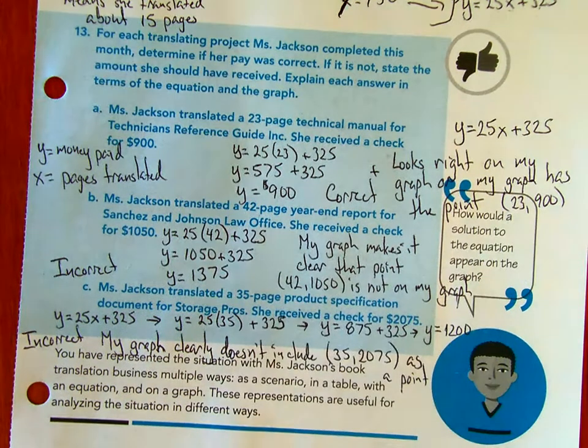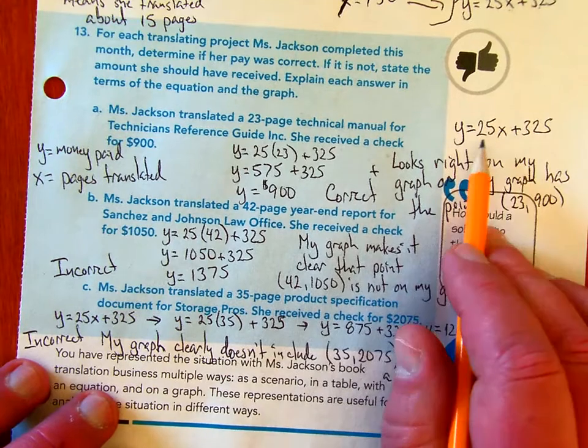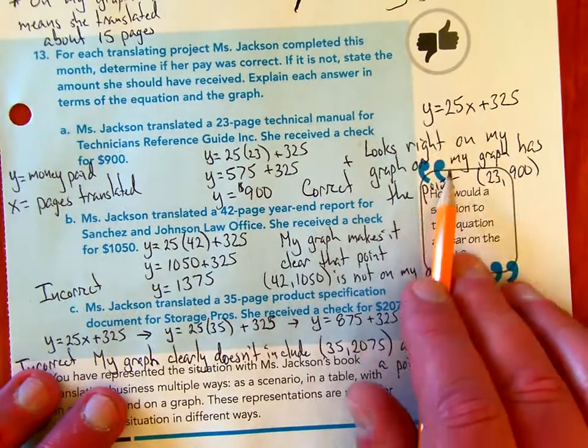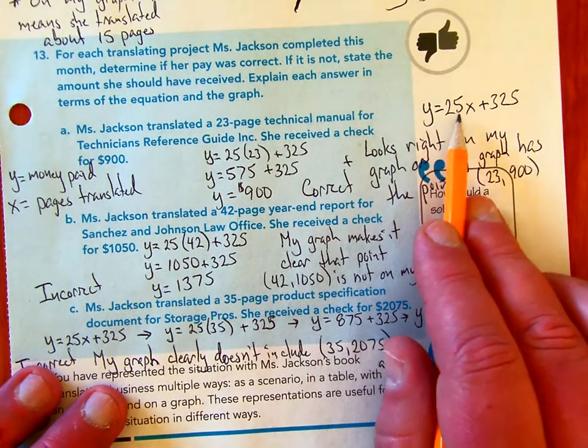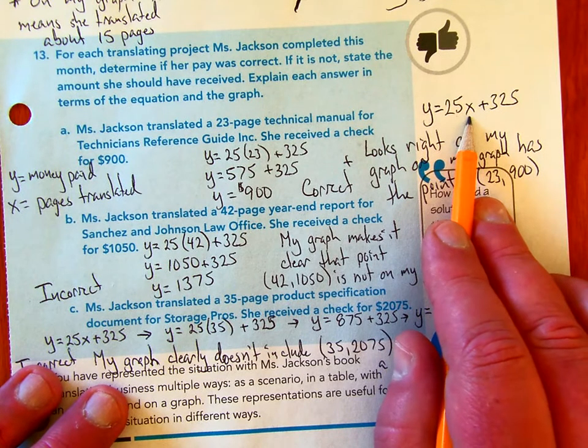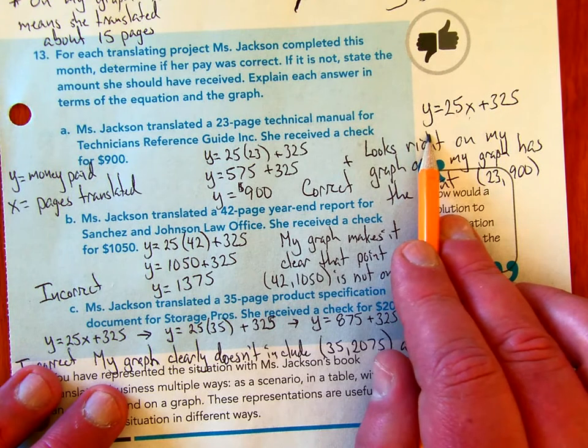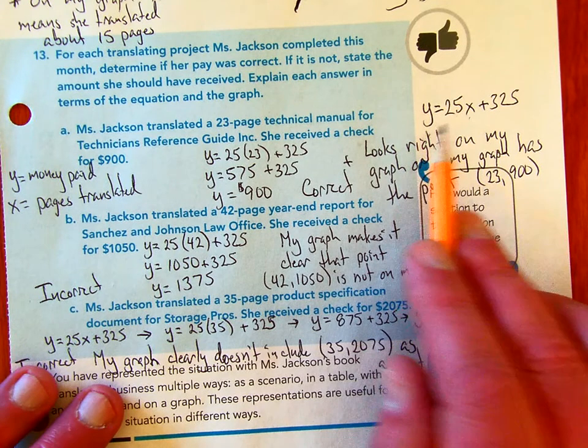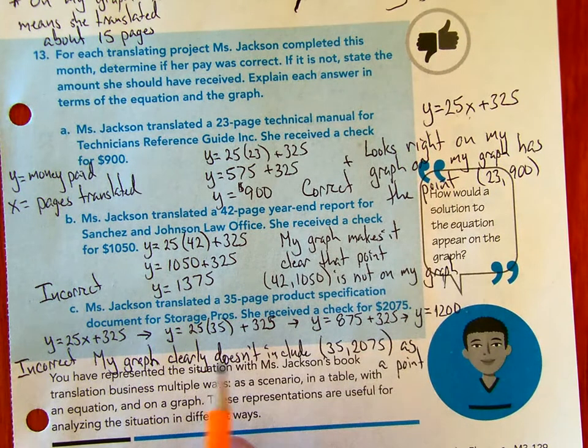So again, the graph is only going to give me a rough estimate. If something is way off, I'll know it just from the graph, but they're asking me to use the equation as well. And again, the equation is y equals 25x plus 325. X is the number of pages she translates. Y is the total money she's owed. So let's take a look at the graph first, because that will give us a close estimate, approximation.